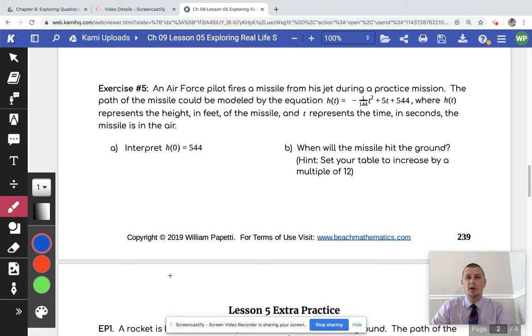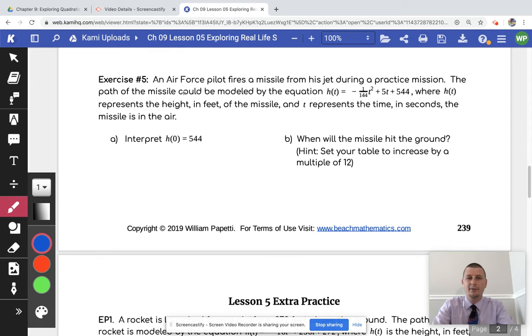And in this video, we're going to finish up Lesson 5, Exploring Real-Life Scenarios, in Chapter 9. And this exercise says, an Air Force pilot fires a missile from his jet during a practice mission. The path of the missile could be modeled by the equation h of t is equal to negative 1 over 144 t squared plus 5t plus 544. Wow. Where h of t represents the height in feet of the missile and t represents the time in seconds the missile is in the air.